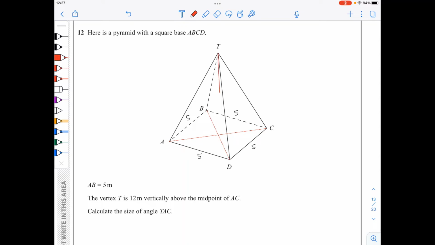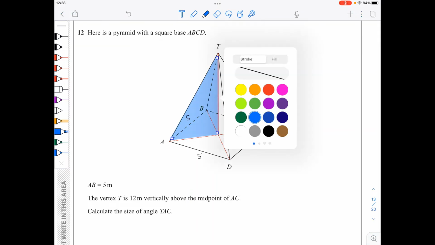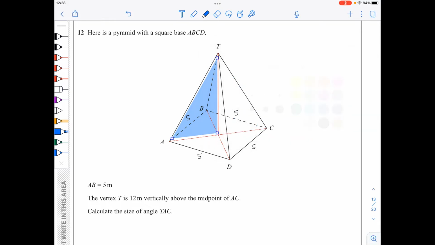which means that if I drop the perpendicular from T, I'll go exactly through the middle here, and the triangle that we need to end up working in is this one here. So I will just highlight it so you can easily see exactly what's happening here. So this is the triangle we need to end up at, because I need to find the angle TAC, this one here, which I will call theta.